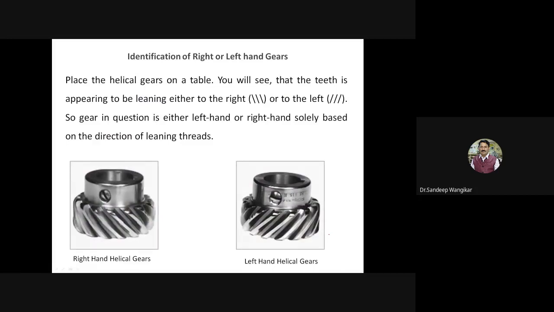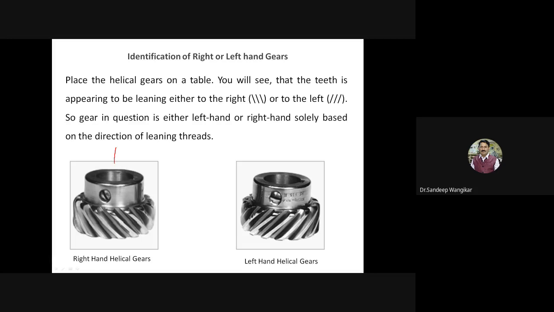Now, before going to the detailed introduction, let us see how to identify whether the gear is right hand or left hand. Place the helical gear on a table, and it appears to be leaning. Leaning means it is inclined to the right or inclined to the left. So we can easily identify the gear as right hand or left hand helical gear. Another method is also there. Here, this is the right hand helix and this is the left hand helix. Now, one more thing I will give you.